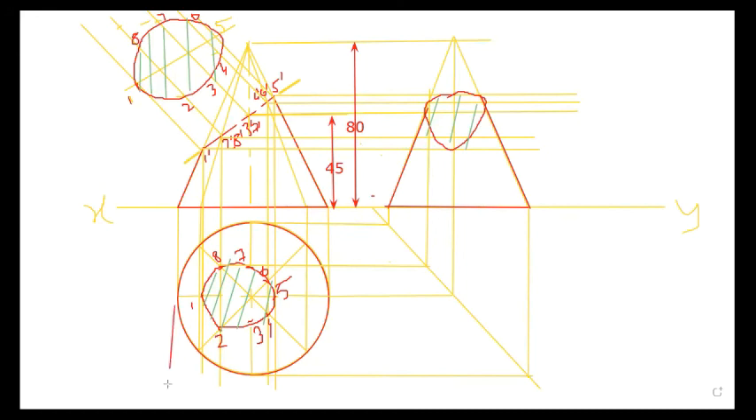If we draw from this, some gap from this, it will be 76. And this angle will be 45 degrees. So this is the sectional view: front sectional view, top sectional view, and side sectional view.